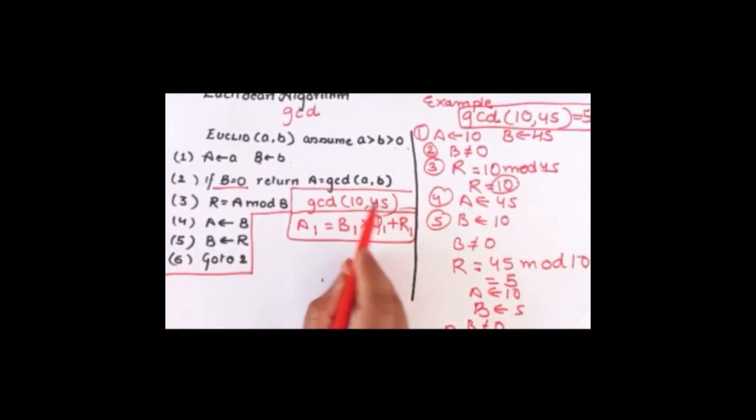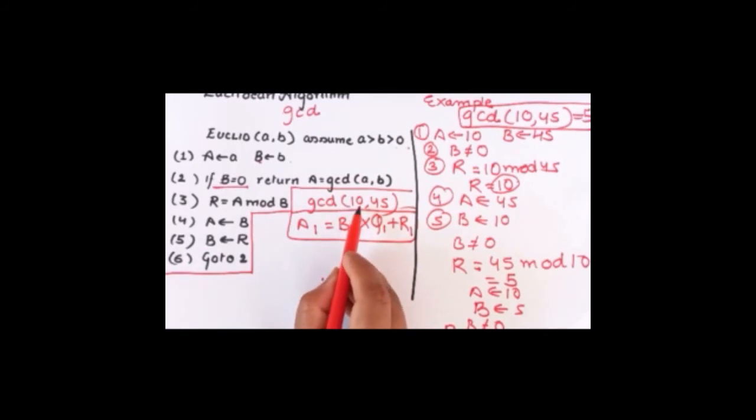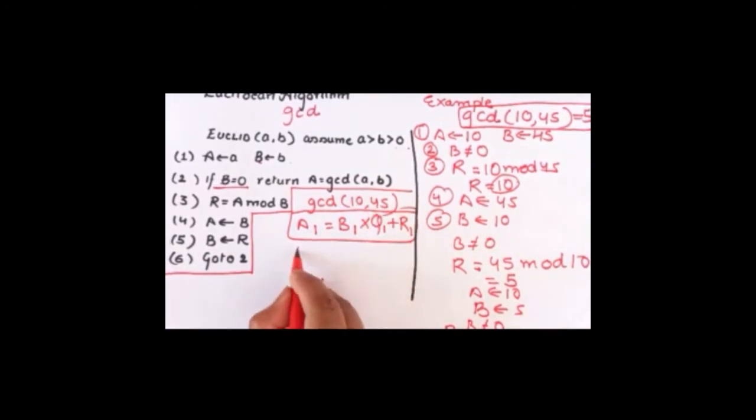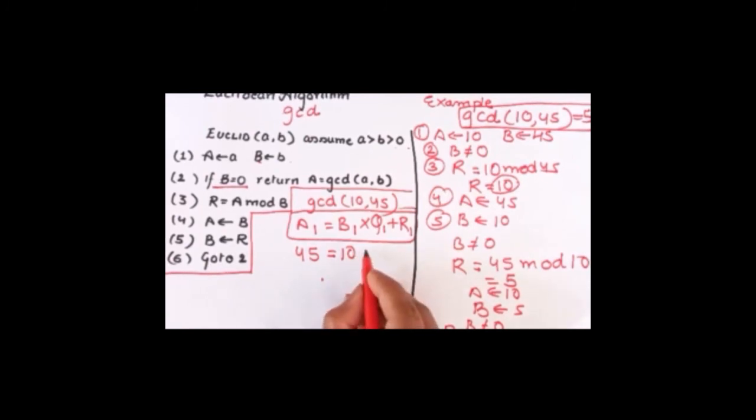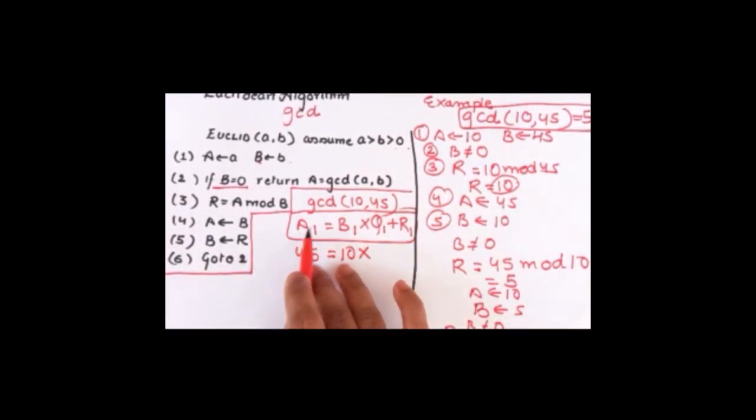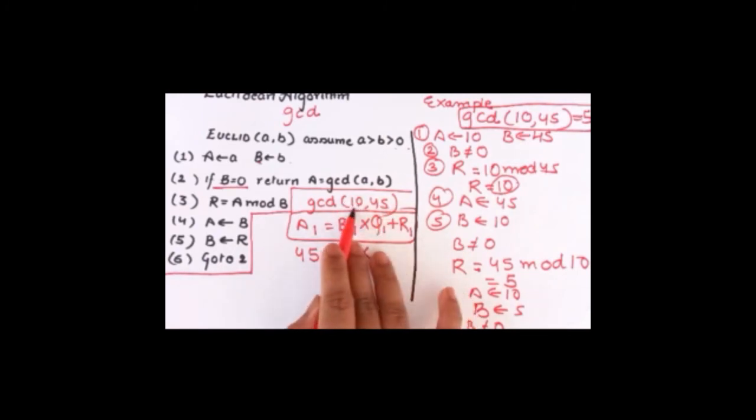I'll be writing down my numbers into this. Just have a look at how I'll be writing them down. So I'll be picking up my value of 45. Whatever is the greater value, please put that as A1, and whatever is the small value, please put that as B1. Whatever is the bigger value, please write it down here. Whatever is the smaller value, please write it down here.